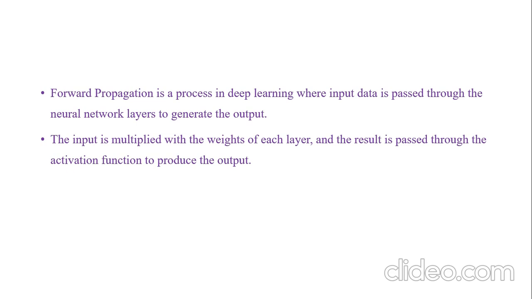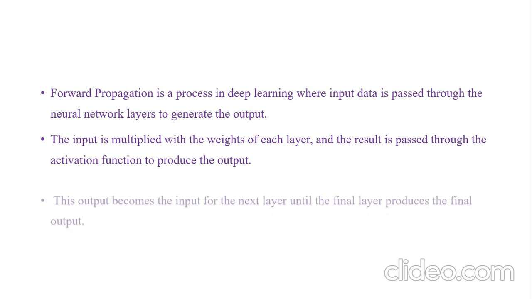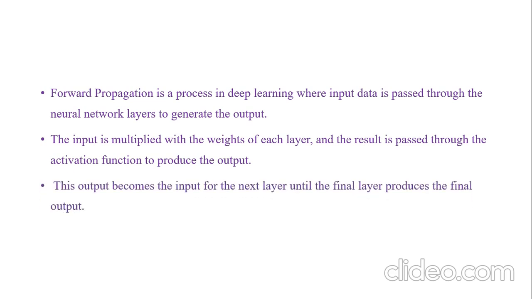So in deep learning also, the usage of forward propagation is high. Backward propagation is there, but forward propagation is also very important. Here the input is multiplied by the weight of each layer, and the result is passed through the activation function to produce the desired output. And also the output becomes the input for the next layer until we get the final layer, and it is always helpful to produce the final output.